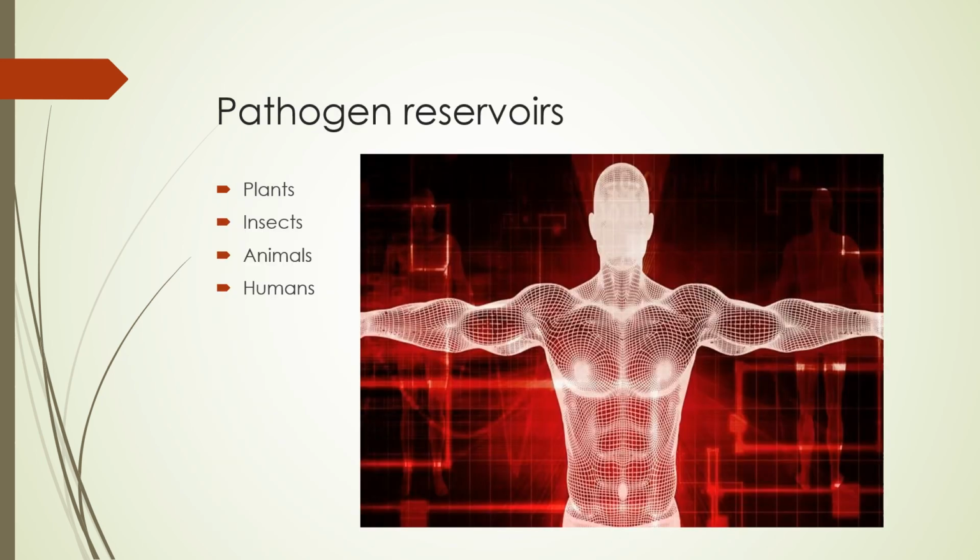So what are the pathogen reservoirs? Where do pathogens live before infesting or infecting the host? Reservoirs can be many things, including inanimate objects or living things. Some pathogenic reservoirs could be plants, insects, animals, and humans. Other reservoirs that are non-living would be air, soil, and fluids.